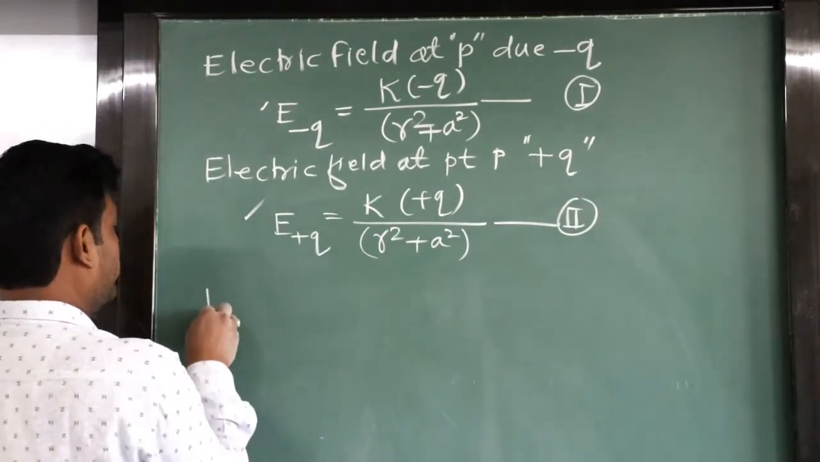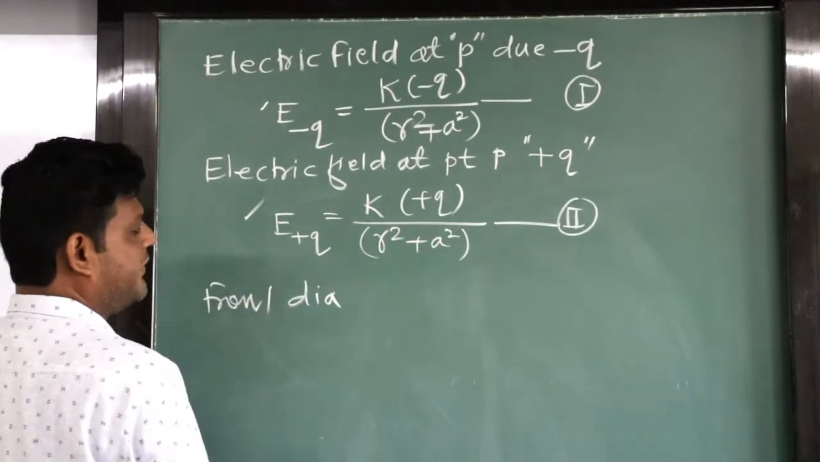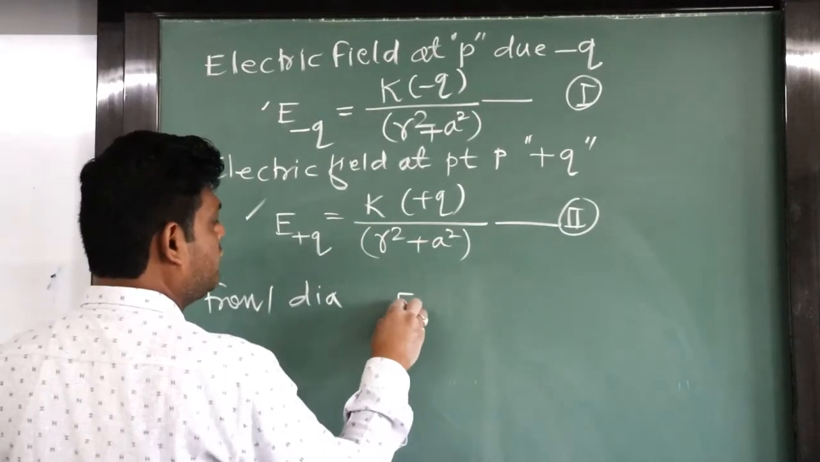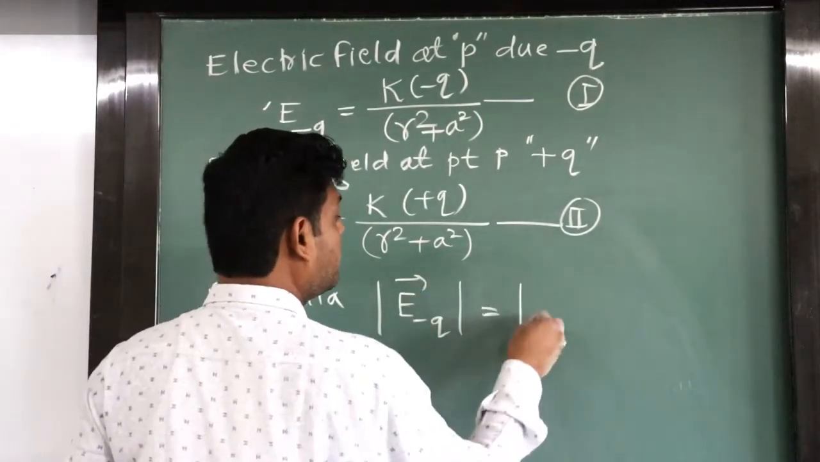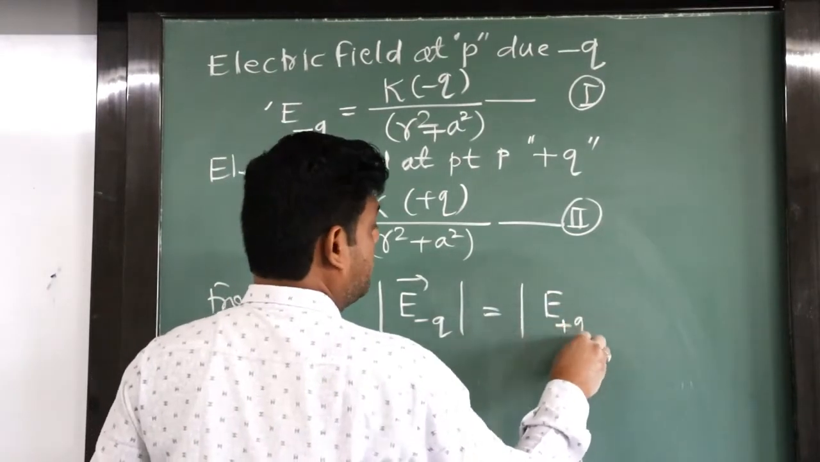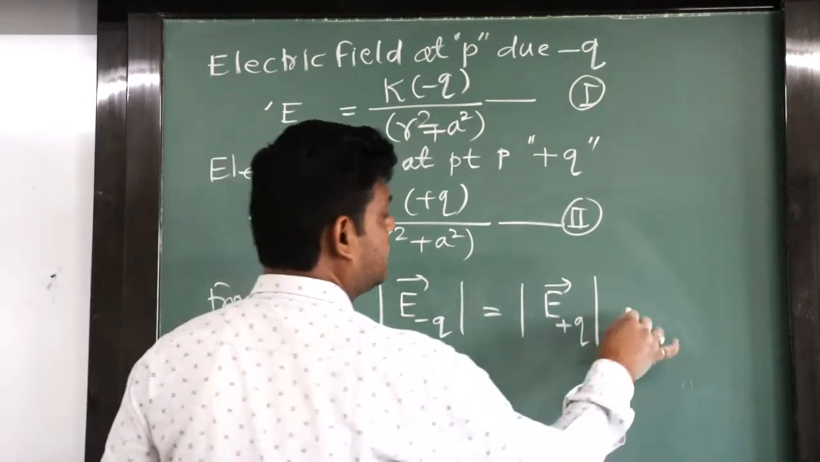So we will write, from 1 and 2, from the diagram we can say that the magnitude of E minus q equals the magnitude of E plus q, right? Also, that we can write as equation number 3.